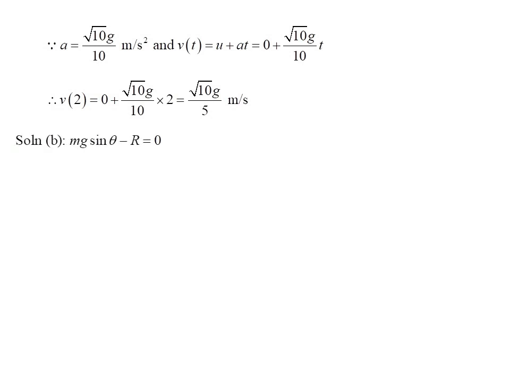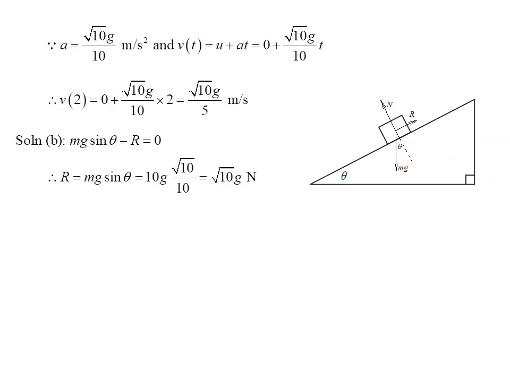Since part B is to find the constant braking force, which enables the body to slide down at a constant velocity, mg times sine theta minus r equals 0, as shown in the diagram. Hence, r equals mg sine theta, which equals square root of 10 g newtons.